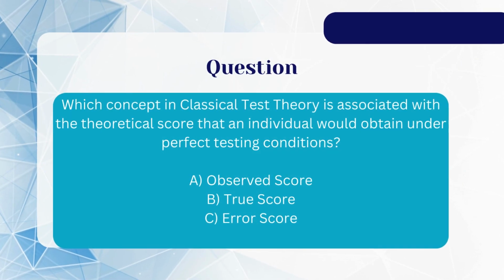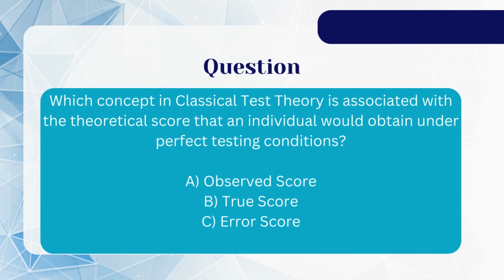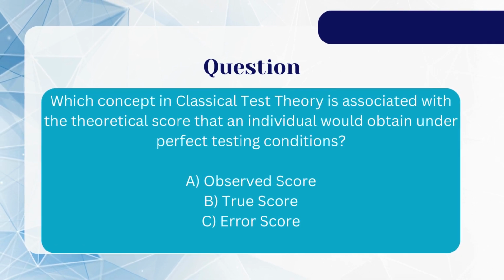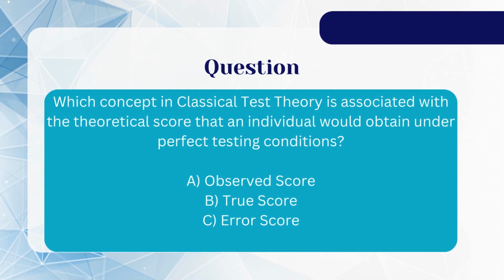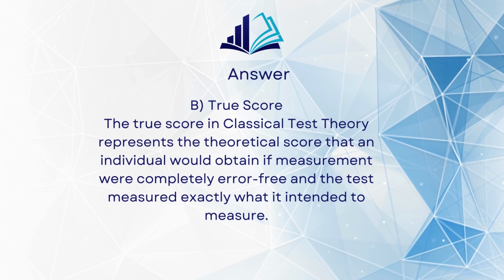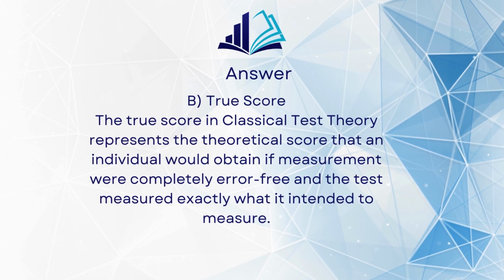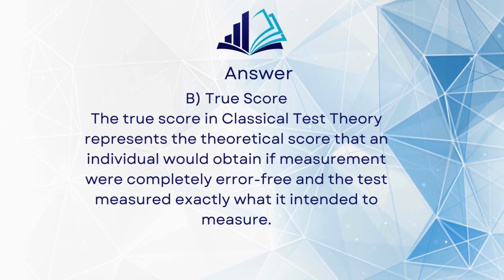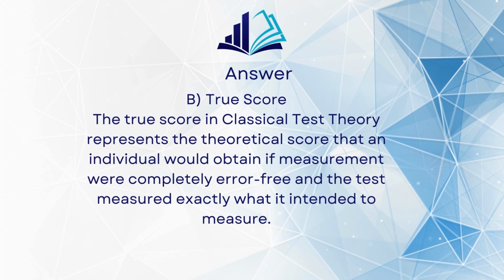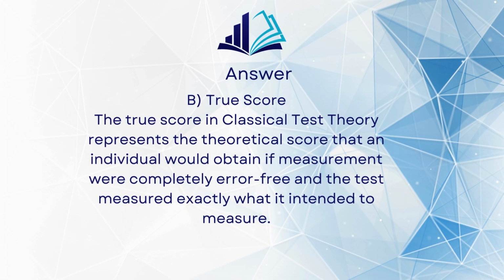Which concept in classical test theory is associated with the theoretical score that an individual would obtain under perfect testing conditions? A. Observed score. B. True score. C. Error score. B. True score. The true score in classical test theory represents the theoretical score that an individual would obtain if measurement were completely error-free and the test measured exactly what it intended to measure.